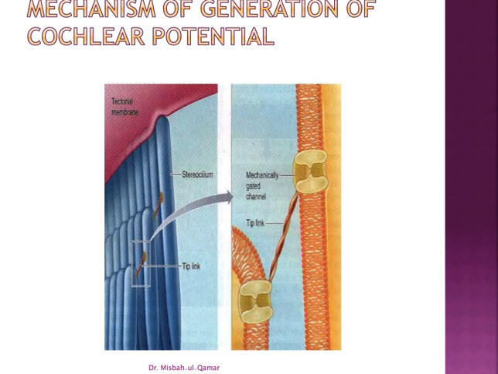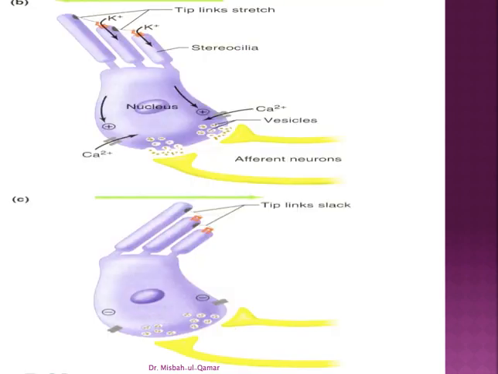Right. So upon the depolarization, see here, the hair cells release a neurotransmitter, which could be glutamate also. And this release of the neurotransmitter generates the action potential. Now the movement in the opposite direction will cause hyperpolarization, and this hyperpolarization stops the generation of the action potential in the auditory nerve fibers.